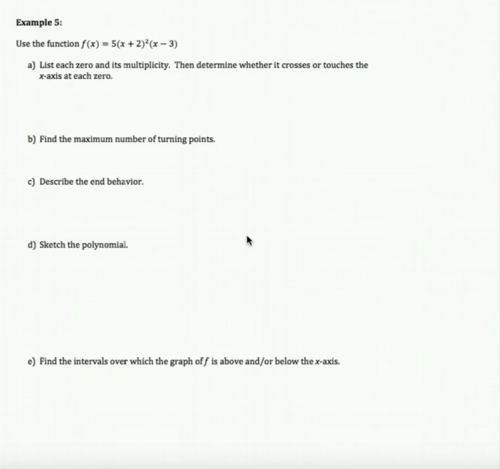For example 5, we're going to use the function f of x is equal to 5 times the quantity x plus 2 squared times the quantity x minus 3. So notice that this function is in factored form. I'm just going to write that over here to refresh your memory. This is factored form. If it was multiplied out and distributed, it would be standard form.